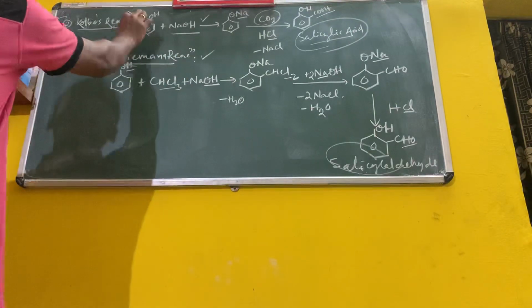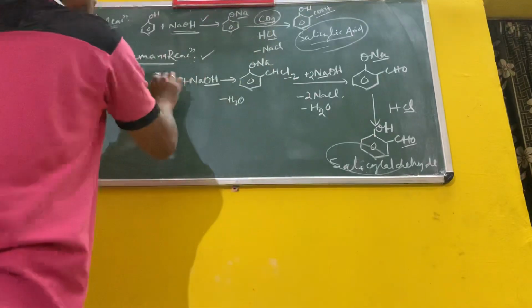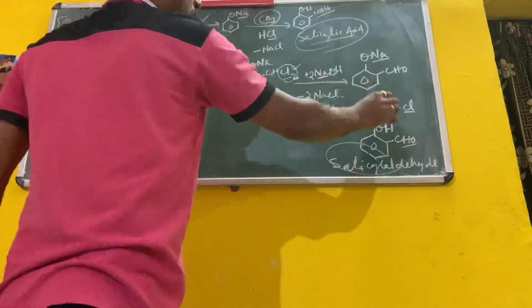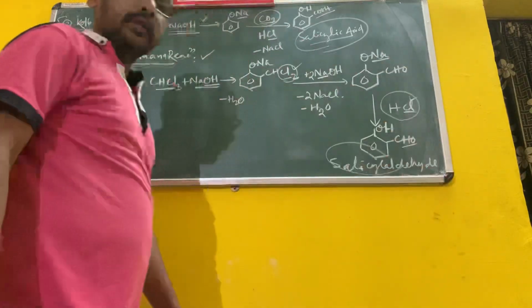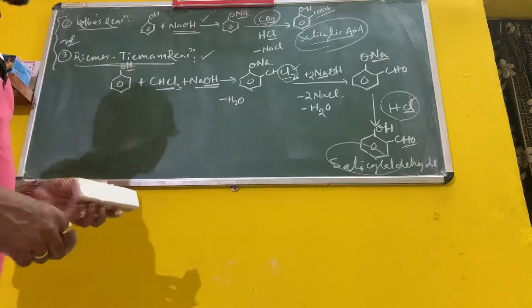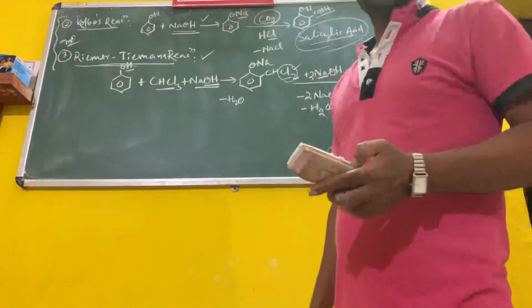And Kolbe's reaction. You remember, here sodium hydroxide will be given, then carbon dioxide. Here it is chloroform, sodium hydroxide. Again you put the sodium hydroxide to remove the chlorine. Again you put HCl to remove the Na. Okay, so this is your third. Then next is with phenol, that is zinc dust. Phenol treated with zinc dust.